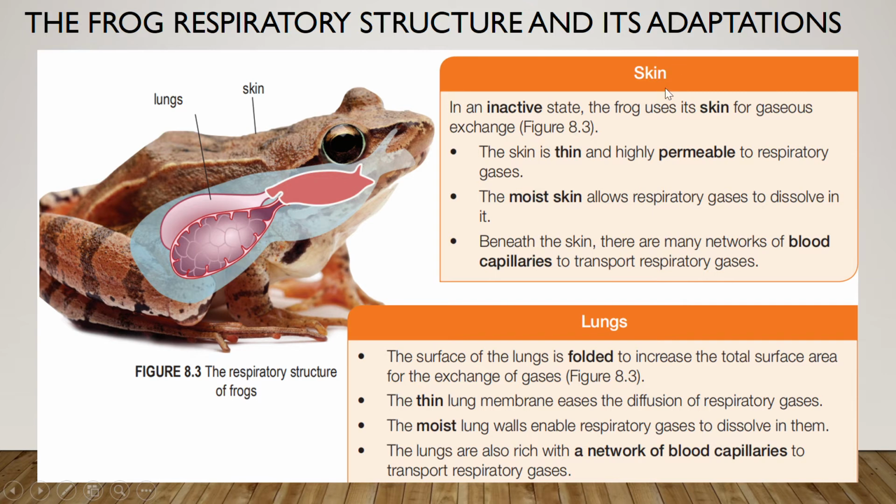Okay, apart from skin, they also have lungs like human beings. But there are some differences from the lungs of the human. So the surface of lungs is folded. What for? It is to increase the total surface area for exchange of gases. And the lung membrane is thin. Again, you get to see the adaptation, moist, and also network of blood capillaries.